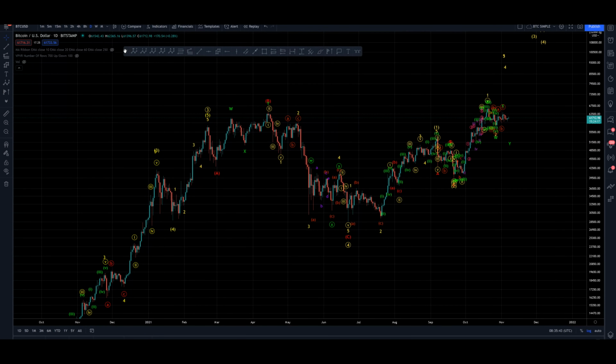Anyway then, let's get on with it and have a look at Bitcoin. Now, we will come in and have a look at the shorter term count here that we've been working on in my bullish count. We'll also consider the bearish option of the B wave top before coming down in the C.